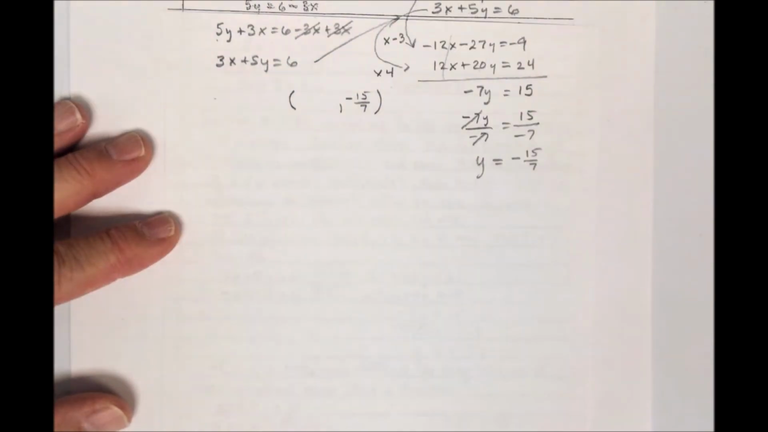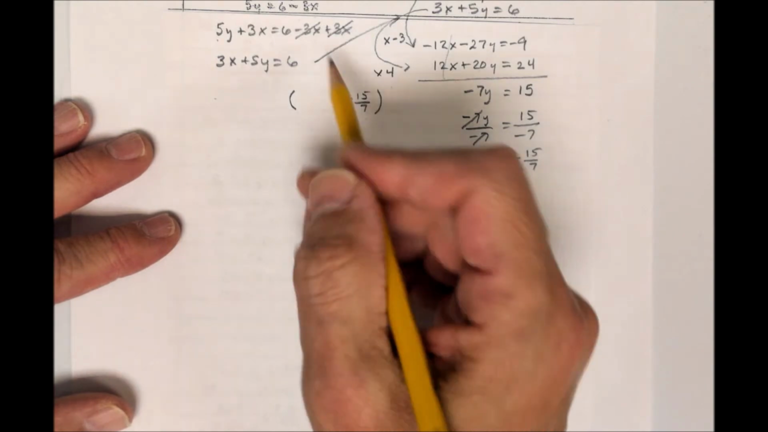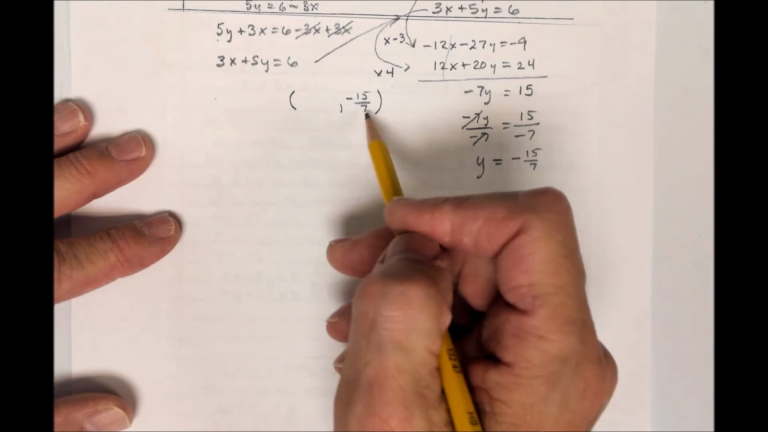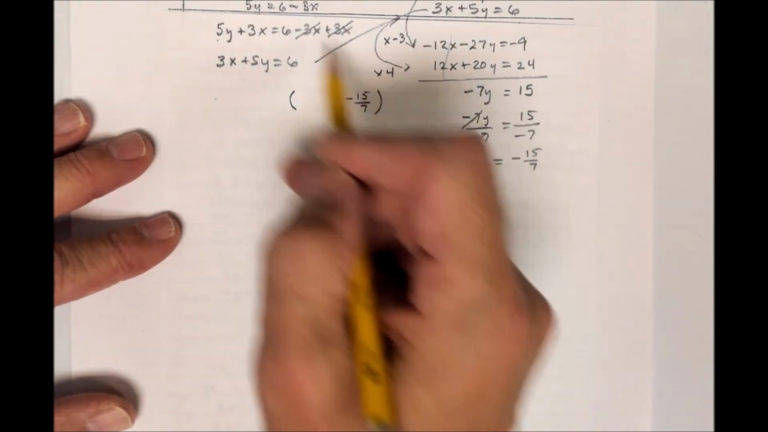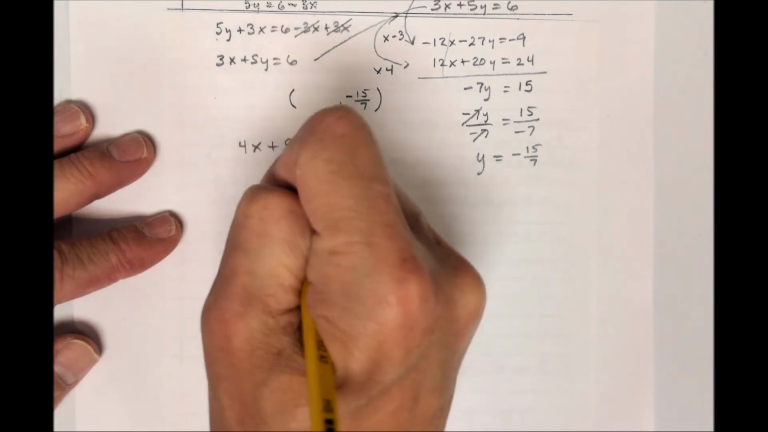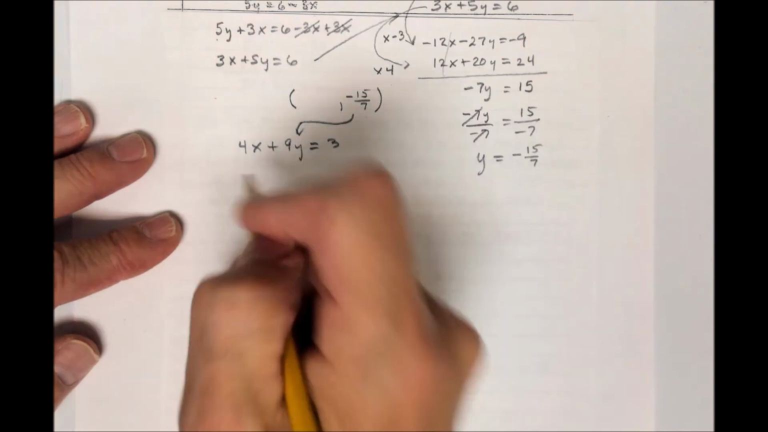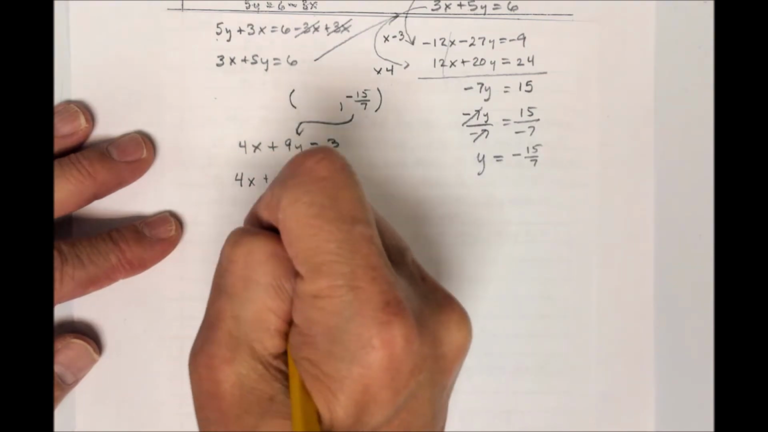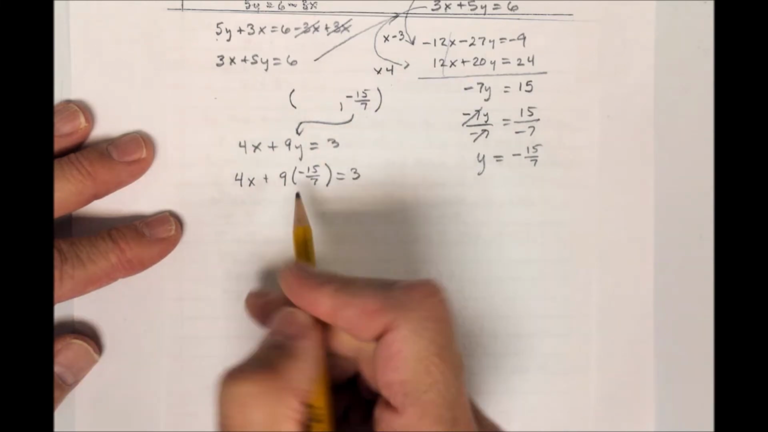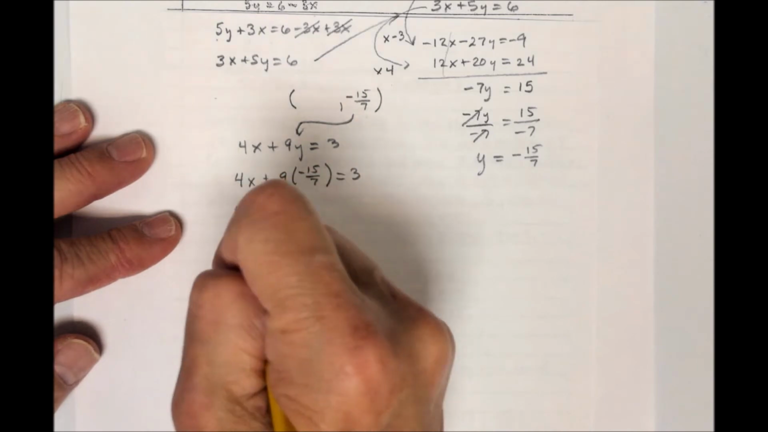Then what I have to do here is take the negative 15 sevenths and go back to either one of these two equations. Now, you can have fractions no matter which one you take. I'm just going to take the top one because of all the positives here, and plug the negative 15/7 in for y. So it's a little bit of arithmetic, because I have to multiply the 9 times the negative 15/7. I'm going to write the 9 as 9 over 1.